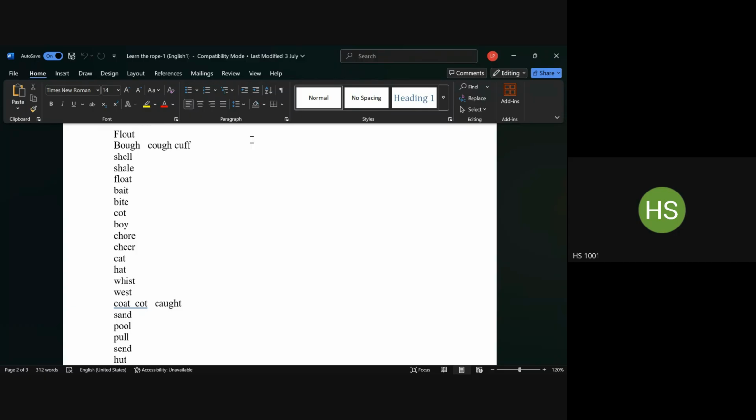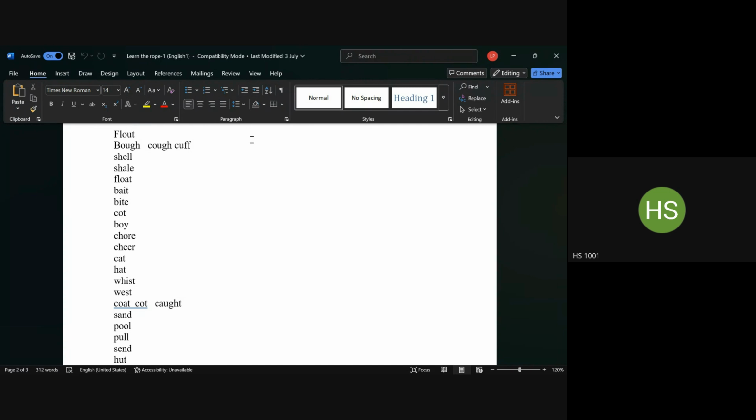Then the next one, how about caught? Monophthong. This is a monophthong. So this has the short O sound, and this is a pure vowel or a monophthong. Correct. Boy. Diphthong. That is a diphthong. Clear case of a diphthong. It's an OI sound, right? So this is a diphthong.